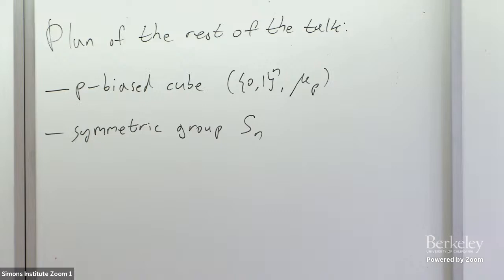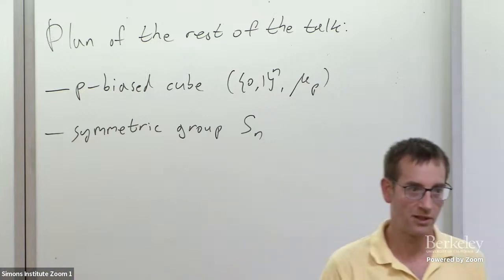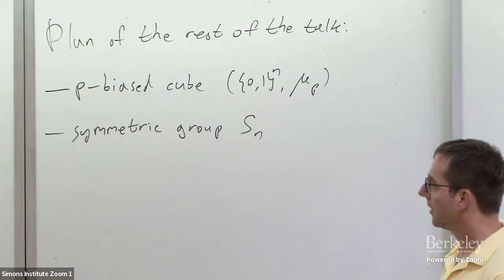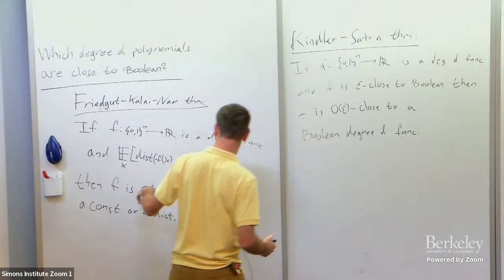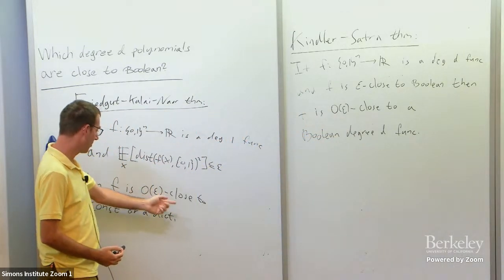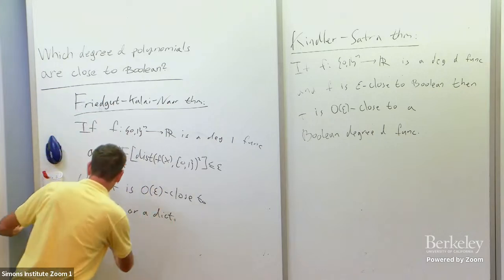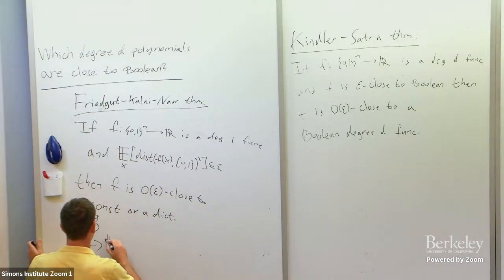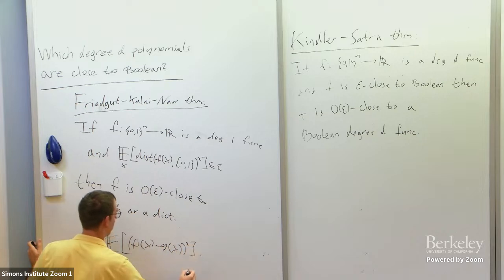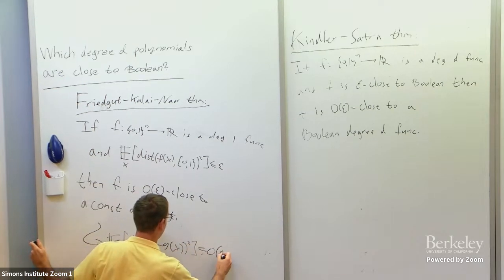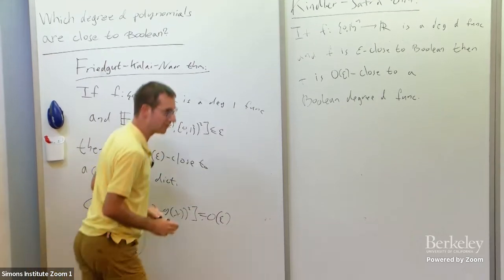So what is the p-biased cube and why do we care about it? The p-biased cube is, we still have n inputs. But now whenever we say that something is close to something else, I didn't say, but this is also in an L2 sense. So f is order epsilon close to a function means that the expectation of (f(x) minus g(x)) squared is order epsilon, where g is a constant or a dictator.